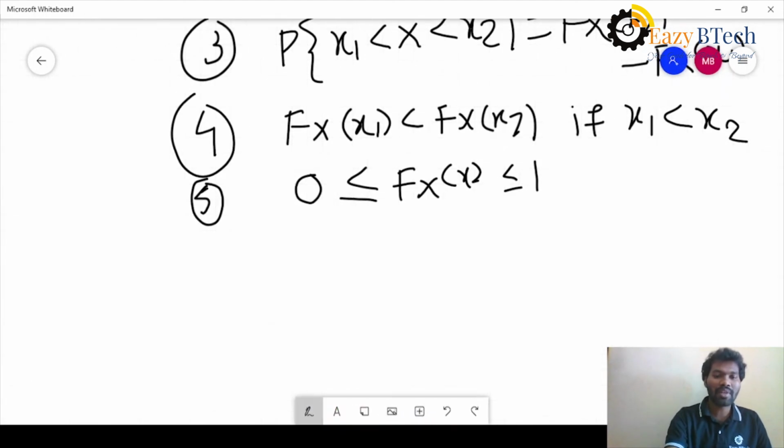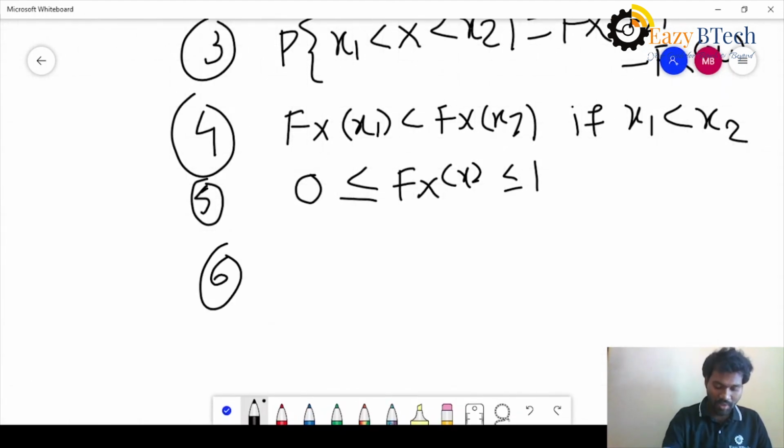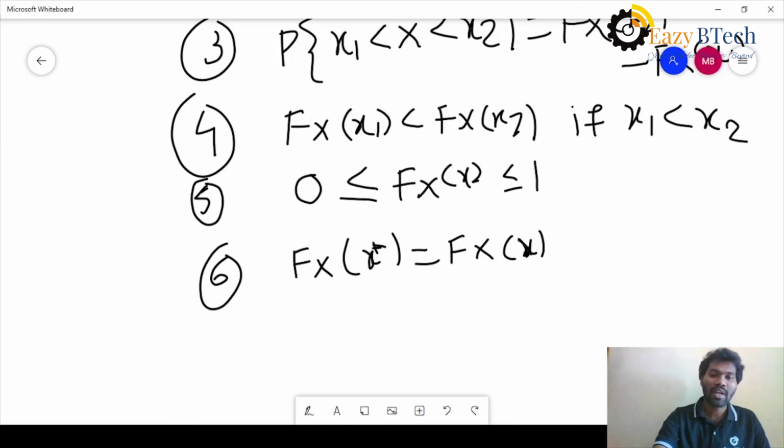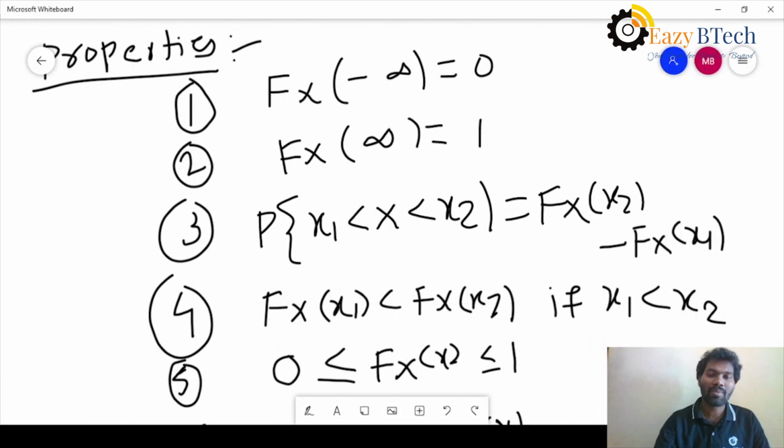And the last property is the sixth one. F_X of x plus is equal to F_X of x. That means the distribution function is a right continuous function. This is the sixth property. Now we will see the properties one more time.